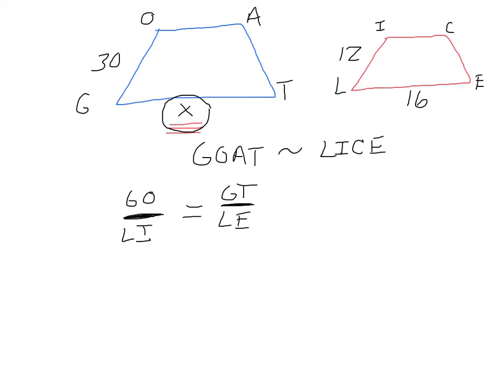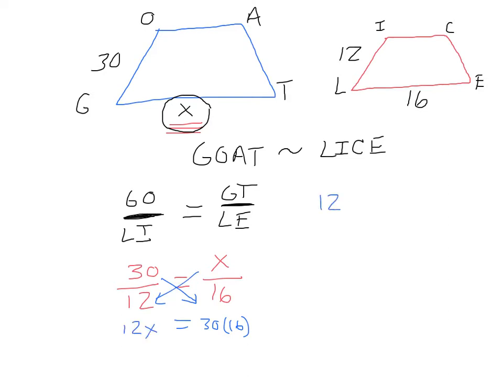Awesome. We can fill in values here. GO is worth 30, LI 12. GT is the X value that we're missing and interested in finding, and LE is 16. Sweet. Now we can come about the value for X by solving this proportion. Cross multiplication tells us 30 times 16 should be the same as X times 12, 12X. 12X is equal to 300 and then 180, so 480?